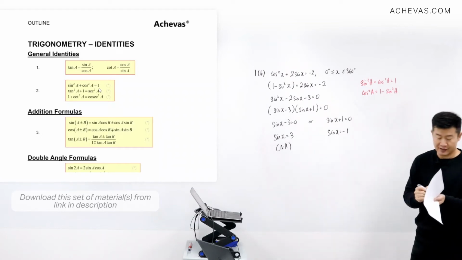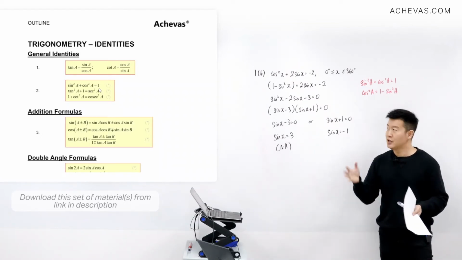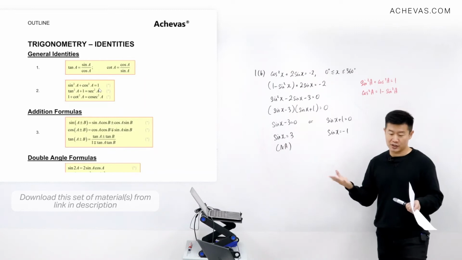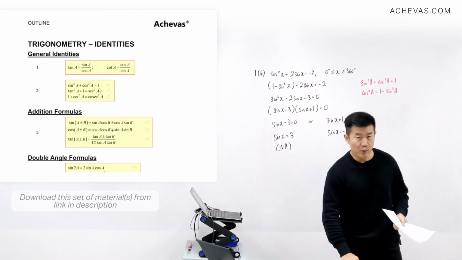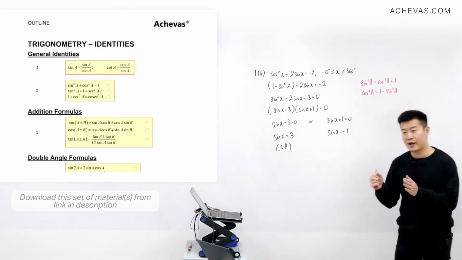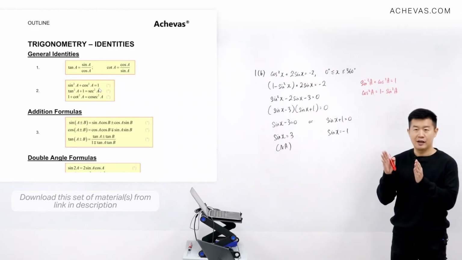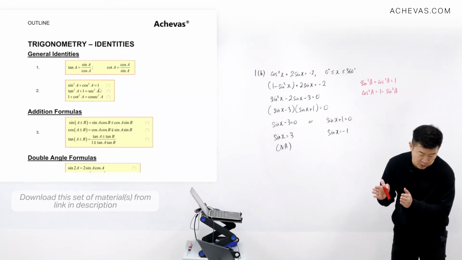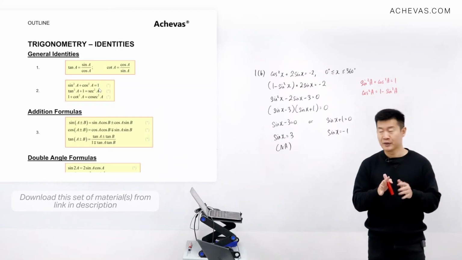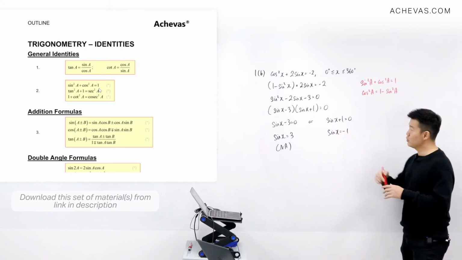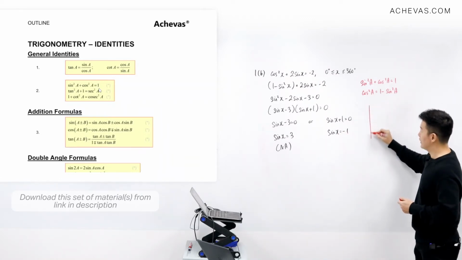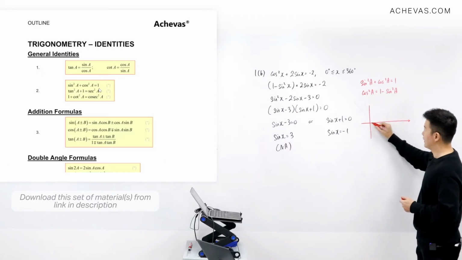And since sine x is minus 1, just like what we did in the previous question, in question number 1a, we were using a graph to find out what happens when cosine x was equal to 0. So I'm going to do the same thing for this. I'm going to just reference this to a graph. I think personally for me it is faster.